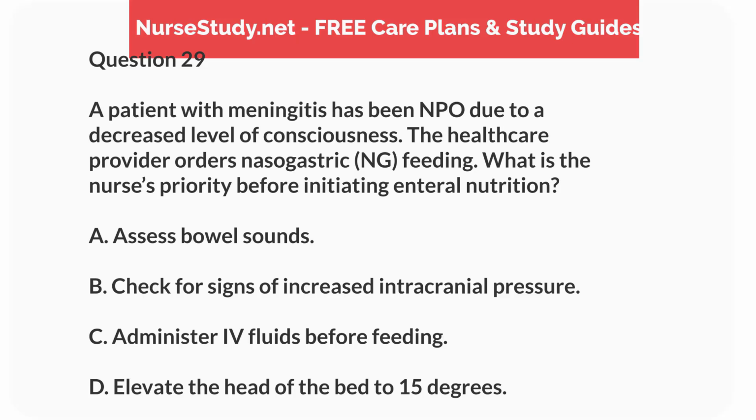Question 29. A patient with meningitis has been NPO due to a decreased level of consciousness. The healthcare provider orders nasogastric (NG) feeding. What is the nurse's priority before initiating enteral nutrition? A. Assess bowel sounds. B. Check for signs of increased intracranial pressure. C. Administer IV fluids before feeding. D. Elevate the head of the bed to 15 degrees.